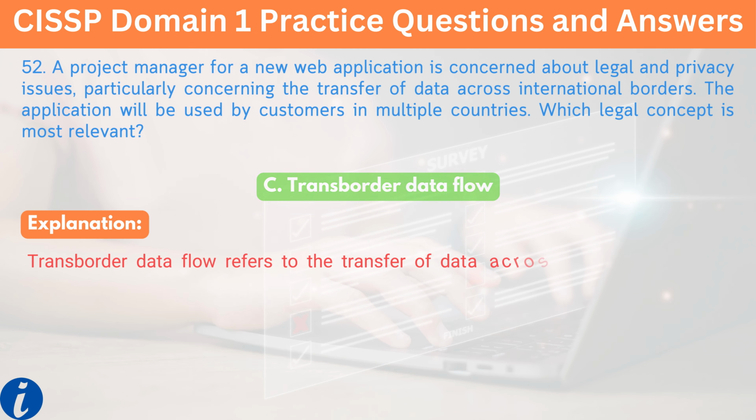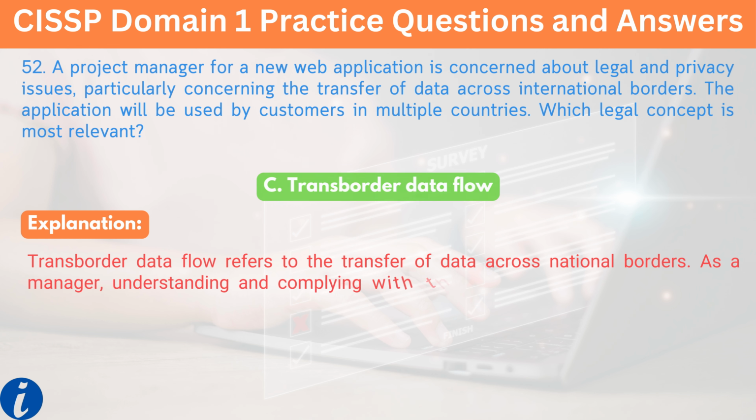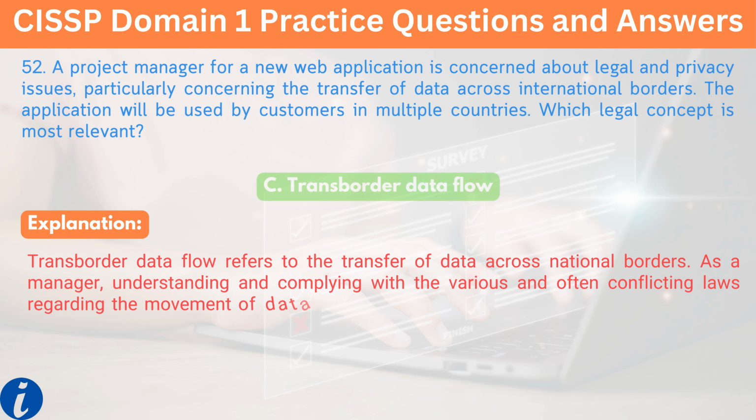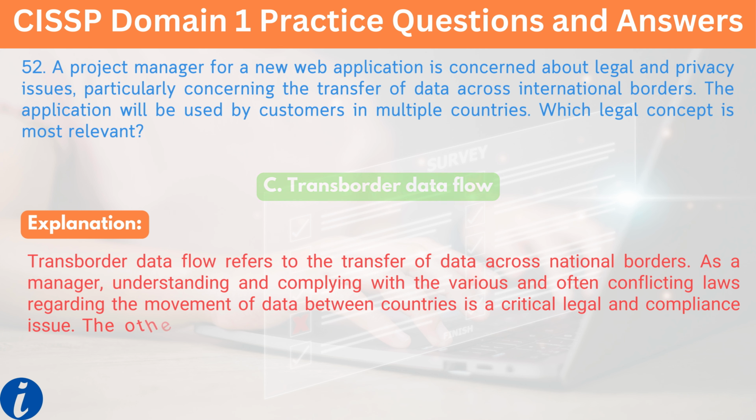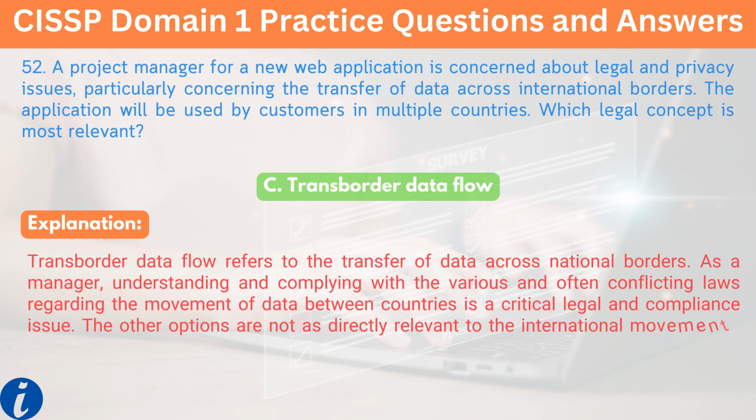Transborder data flow. Explanation. Transborder data flow refers to the transfer of data across national borders. As a manager, understanding and complying with the various and often conflicting laws regarding the movement of data between countries is a critical legal and compliance issue. The other options are not as directly relevant to the international movement of data.